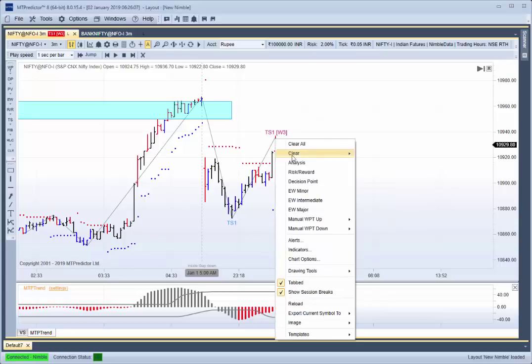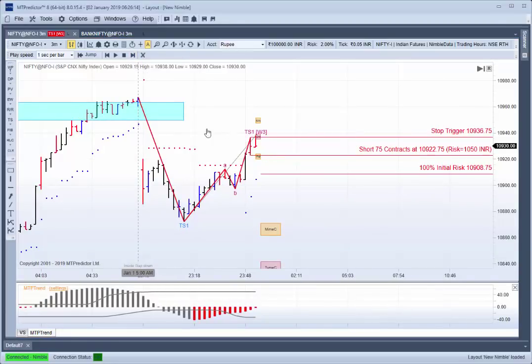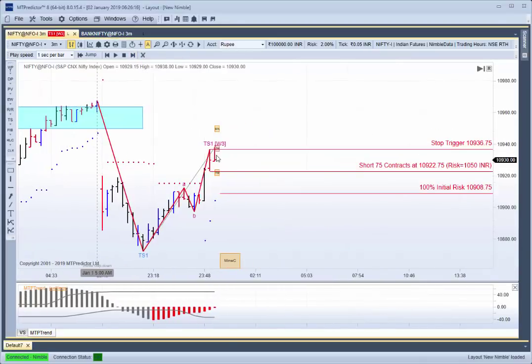If I right mouse click and do Elliott wave analysis, you can see there was a potential trade setup on this bar. If we move forward one bar ahead, you can see that it actually made a new high. It made a new high through the initial stop trigger without going through the entry trigger. Therefore, this setup was invalidated.